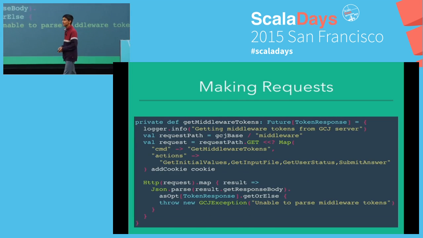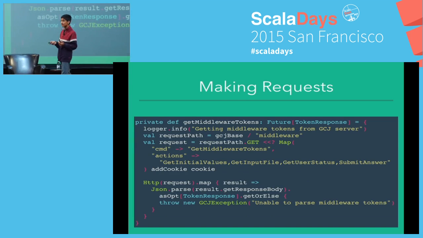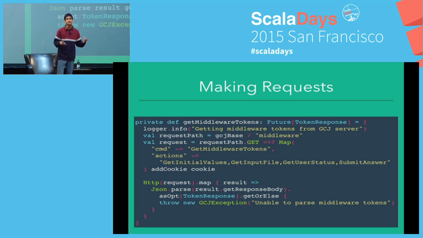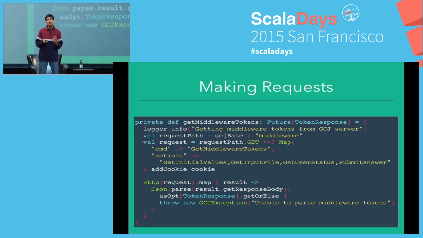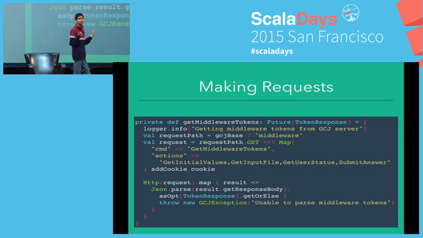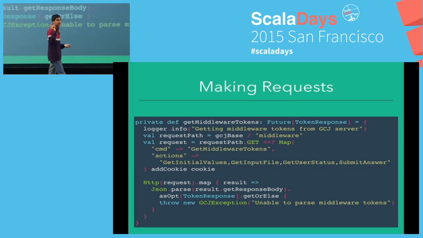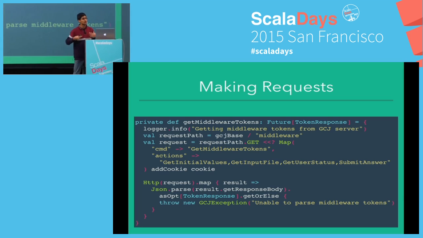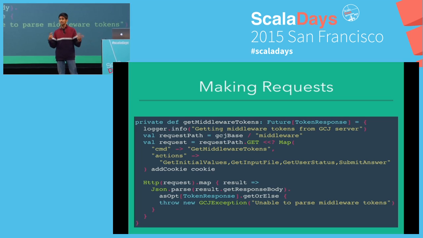Let's take a look at how we make requests to the CodeJam APIs. For handling requests, in this plugin I use Dispatch, which is a great library, and it allows you to tie in to all the other parts of your tool by giving you HTTP requests in the form of futures. So here, what I'm doing is I'm getting the middleware token. I start by logging that I am getting the middleware tokens. Then I create my request path. GCJ base represents the base URL for the Google CodeJam server you're connecting to. In the past, Google has run CodeJam on different servers for special events, such as the one they did a few years ago to win a ticket to Google I/O.